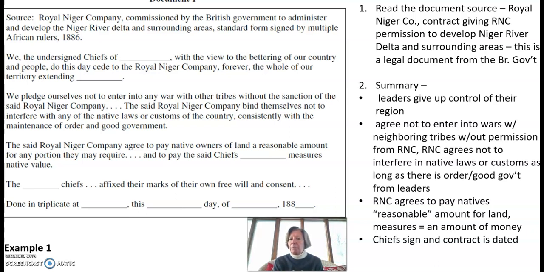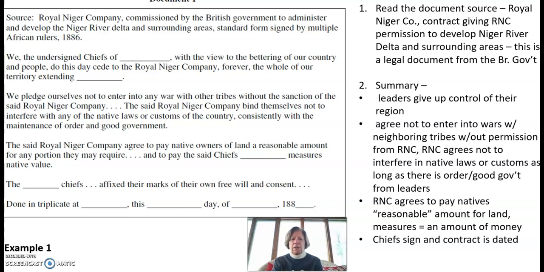The said Niger Company bind themselves not to interfere with any of the native laws or customs of the country consistently with the maintenance of order and good government. The said Royal Niger Company agreed to pay native owners of land a reasonable amount for any portion they may require, and to pay the said chiefs blank measures native value.